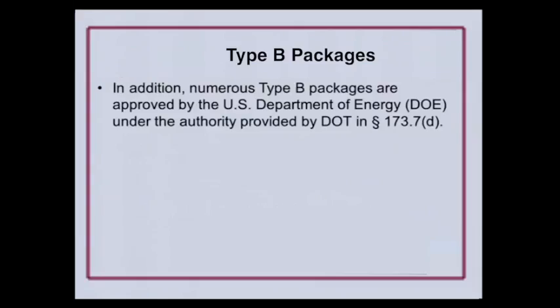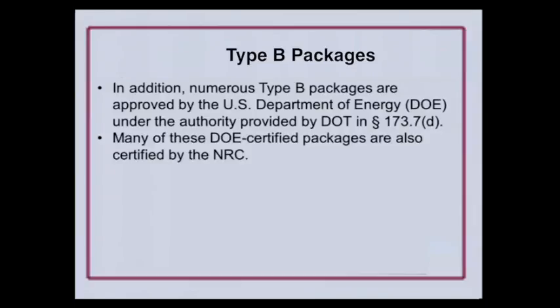Also, numerous Type B packages are approved by the DOE. And you will see some of those here. You've already seen some of them. If you'll remember the packages that we looked at for TRU waste, those two different kinds, those are Type B packages, and they are approved by DOE under the authority of the DOT. And as it notes here, several of those, including the two that we saw for TRU waste, are certified by the NRC as well. So they may have multiple certificates of compliance or approval for use.